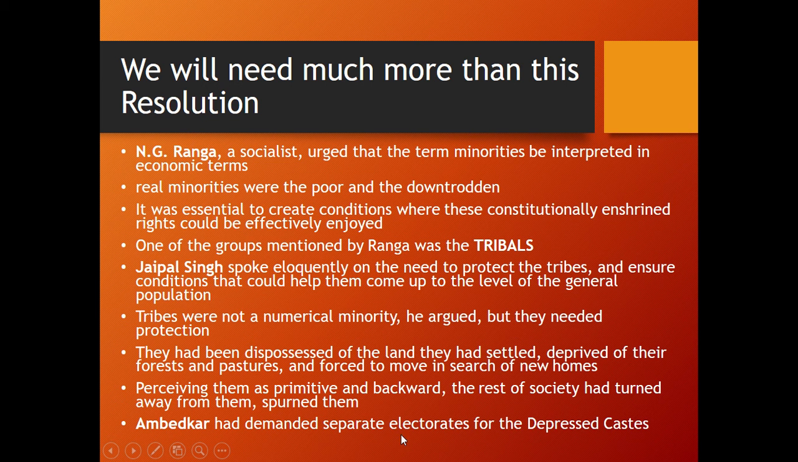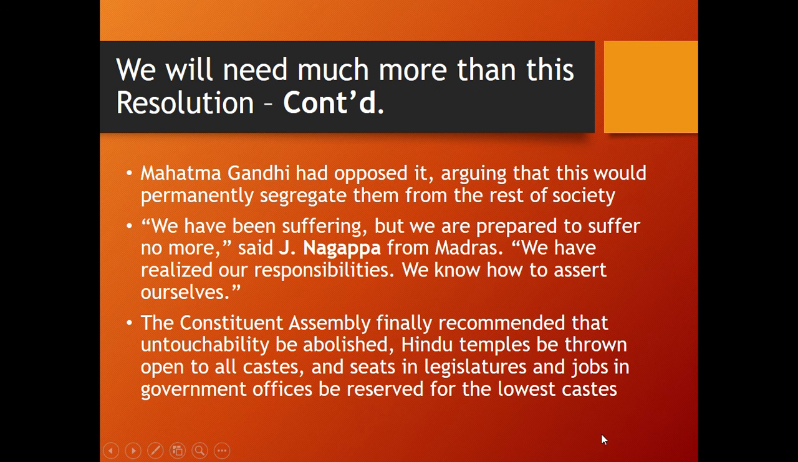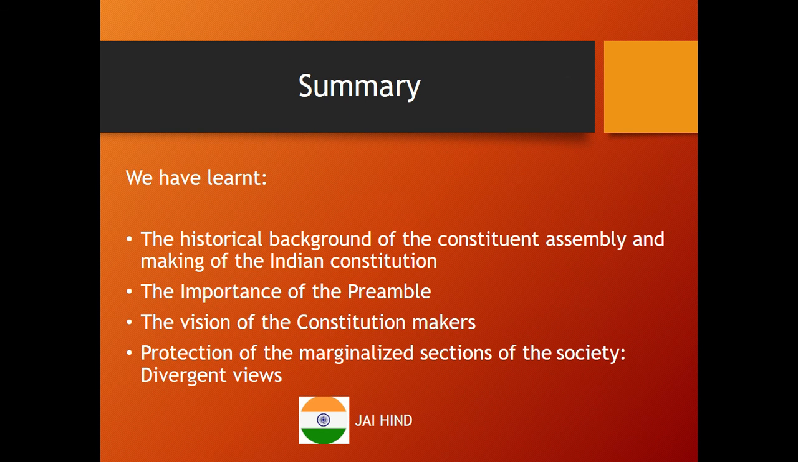Ambedkar had demanded separate electorates for the depressed castes. Mahatma Gandhi had opposed it, arguing that this would permanently segregate them from the rest of the society. "We have been suffering, but we are prepared to suffer no more," were the views of J. Nagappa from Madras. "We have realized our responsibilities. We know how to assert ourselves." The Constituent Assembly finally recommended that untouchability be abolished, Hindu temples be thrown open to all castes, and seats in legislatures and jobs in government offices be reserved for the lowest castes, though initially for a period of 10 years.